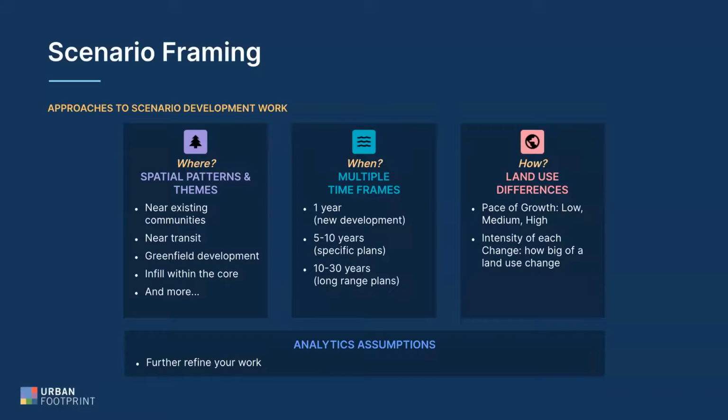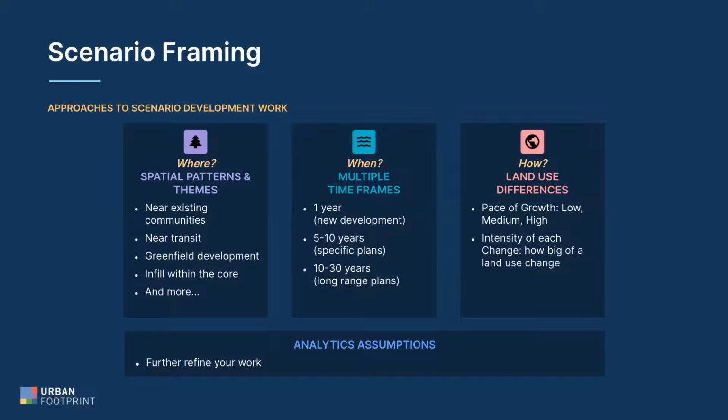So this is referencing that list that I previously showed, where we were talking about where is development happening in our community. So is it happening near existing communities? Is it near transit? Is it on the edge of the city, or are we doing some type of infill or core development? And all of these are going to impact your scenarios differently.